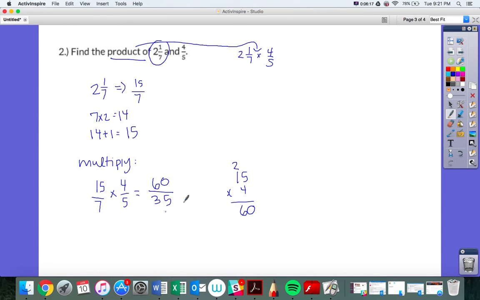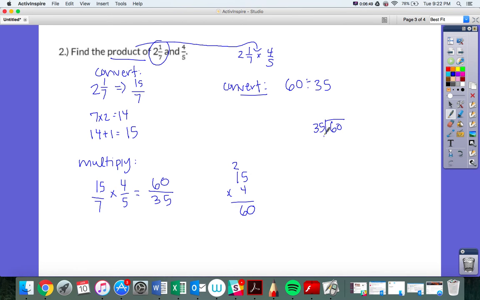Now I'm going to turn this improper fraction. I know it's improper because 60 is larger than 35. And I'm going to convert it to a mixed number. So first we converted to an improper fraction, and now we need to convert it back to a mixed number. So I'm going to write my division number sentence, and it's 60 divided by 35. And then I'm going to put my 60 on the inside, my 35 on the outside.